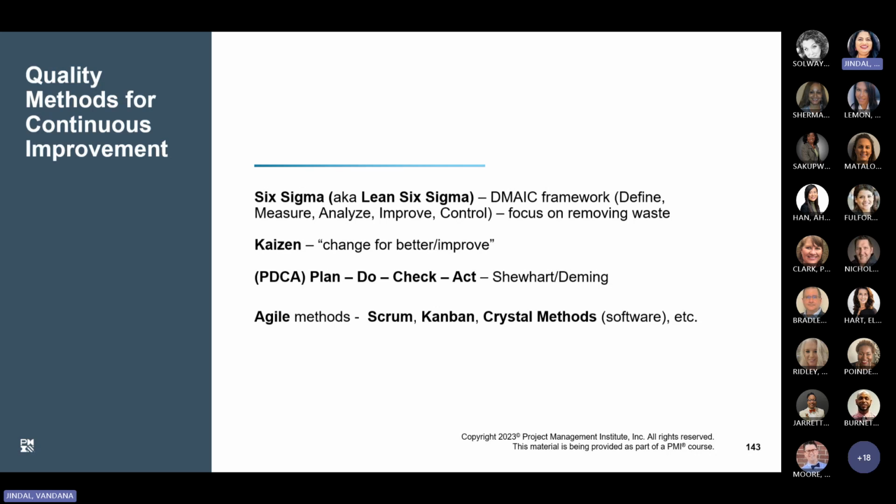D is define, identify the problem. M is measure, quantify the problem. A is analyze, identify the cause of the problem. I is improve, implement and test the solution. And C, control, is maintain the solution.